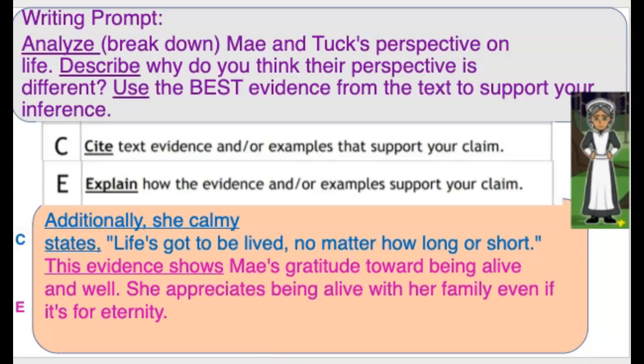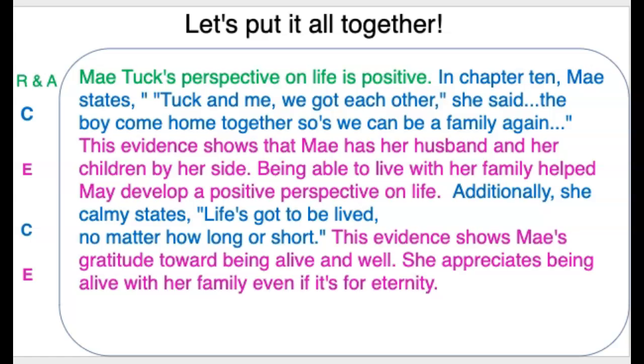All right, so now let's put it all together. Boom, we've got a solid RACE paragraph with 2 pieces of 3-star evidence. Take a second to read it all the way through. Do we have everything we need? Do we have 2 pieces of evidence? Did we explain both pieces of evidence? Do we have those textual evidence sentence starters? If so, then we're good to go.